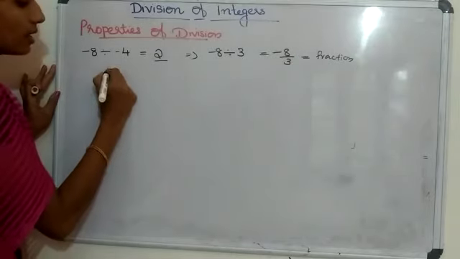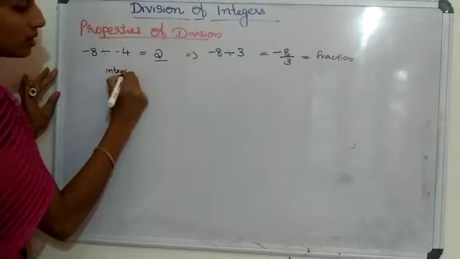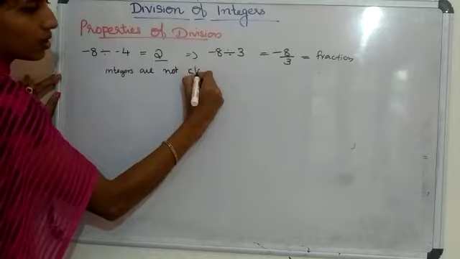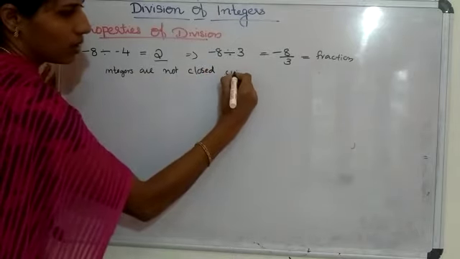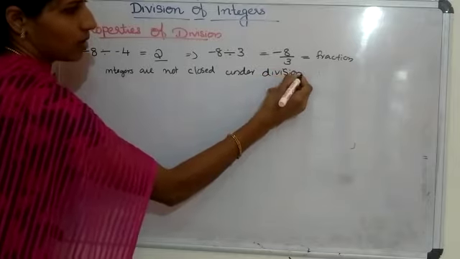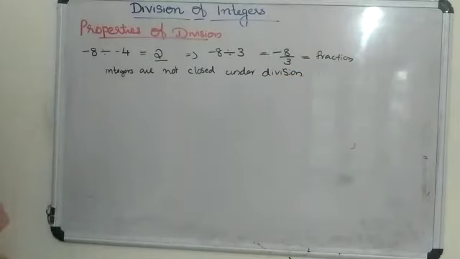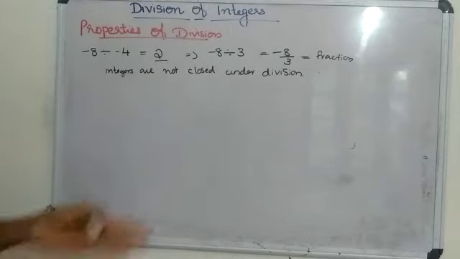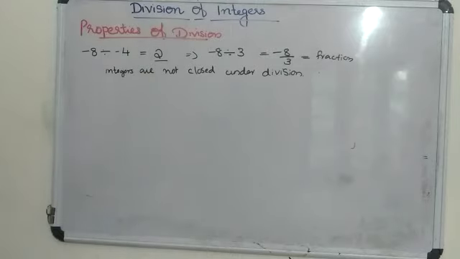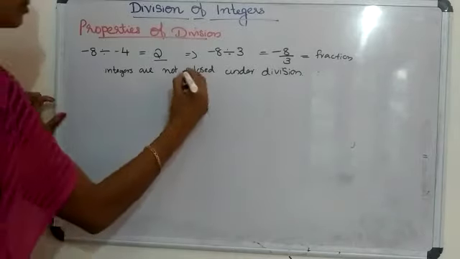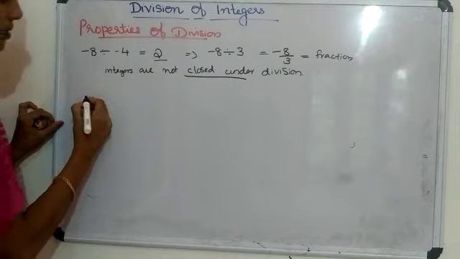So we can say integers are not closed under division. Integers are not closed under division because when you are dividing a number, the result will be a fraction. Not every time, but sometimes. Clear? So this is not closed.